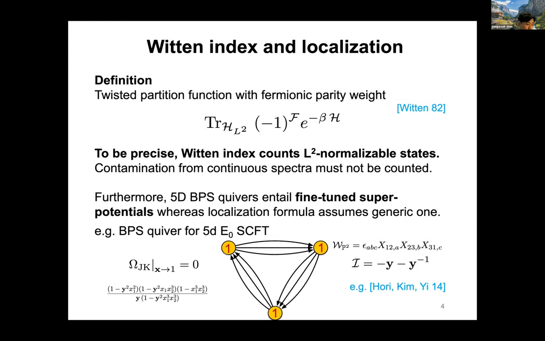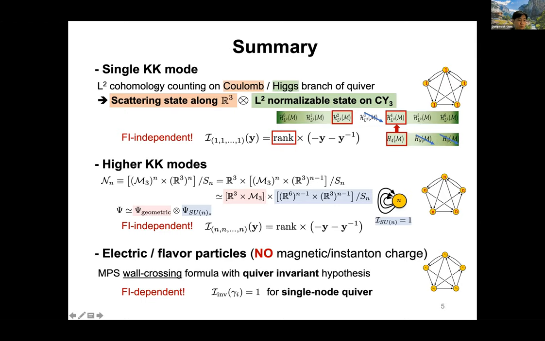So this is a quick summary. We couldn't resolve this problem for a general quiver, but for restricted classes of quivers, we can suggest a few resolutions. For single KK modes, a careful counting of L2 normalizable states, which correspond to the L2 cohomology of the Calabi-Yau 3-fold, results in a sensible Witten index. So we end up with an FI-independent Witten index of the abelian quiver, which represents a single KK mode in 5D theory. The answer is independent of the FI parameter, but only depends on the rank of the SCFT.